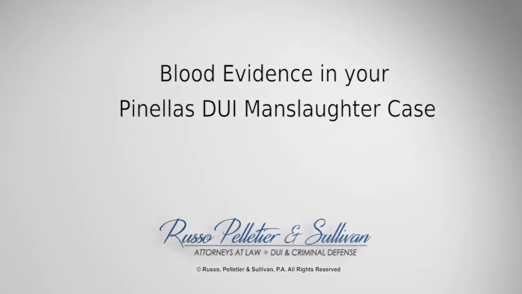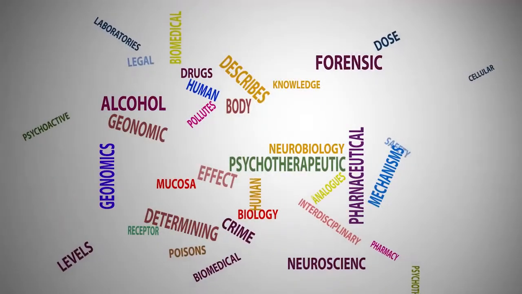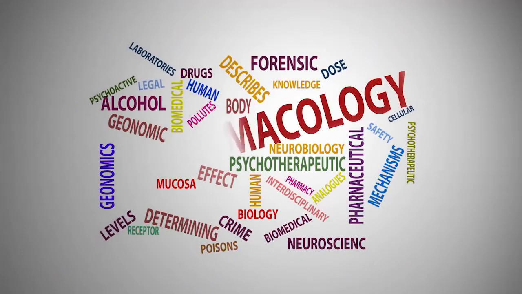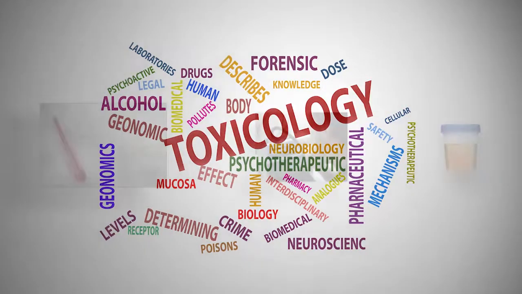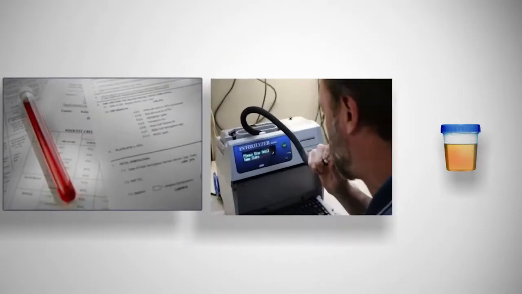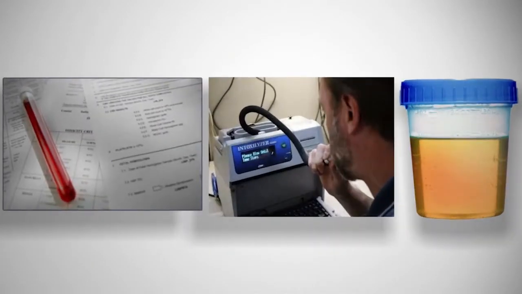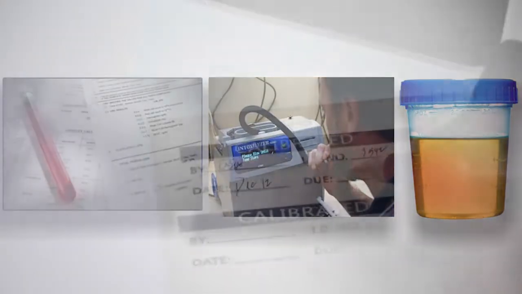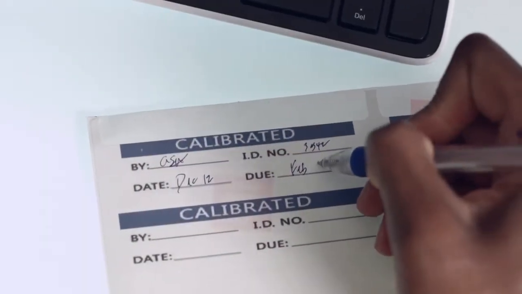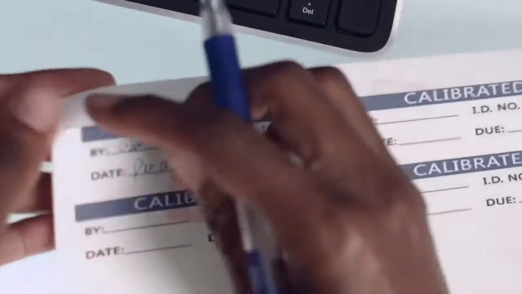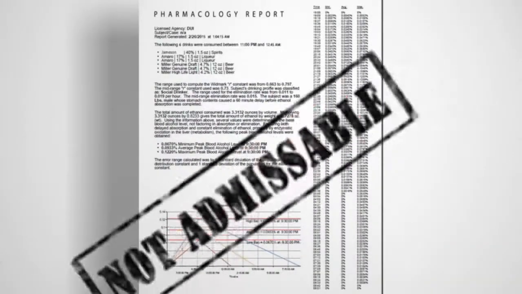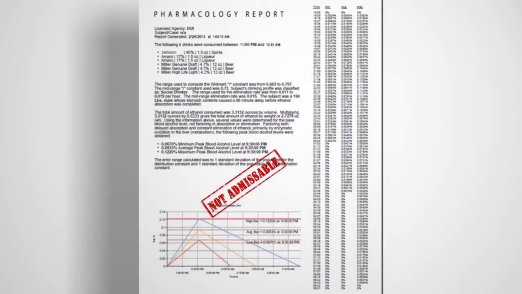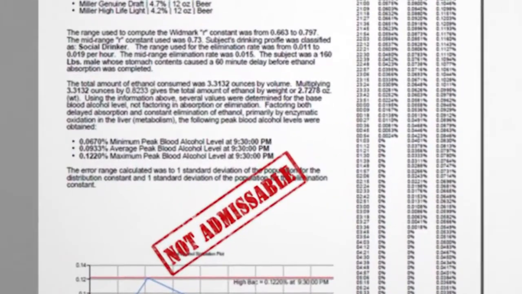In order to aggressively defend your DUI manslaughter charge, it is important that we look to the areas of pharmacology and toxicology. We will want to carefully examine the blood, breath, or urine evidence that was collected and analyzed in your case. If statutory quality assurance procedures were not followed and proper calibration tests were not conducted, it could cause your blood, breath, or urine test results to be inadmissible as evidence.